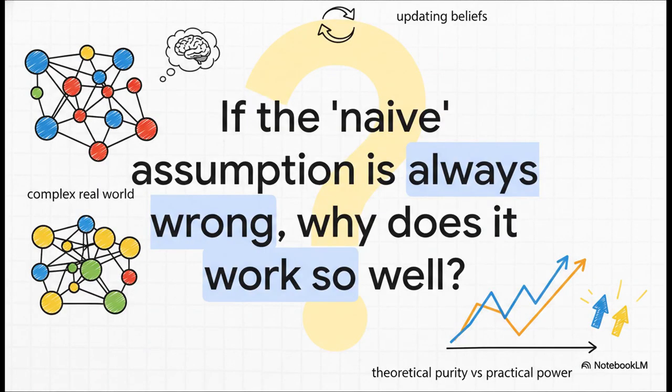Which brings us to our final nagging question. If we know that the core assumption that all these features are independent is basically always false in the real world, then why does this naive algorithm work so well in so many different situations? It's a fascinating paradox, and it really highlights that in machine learning, sometimes the theoretically wrong answer is the one that's practically the most powerful.